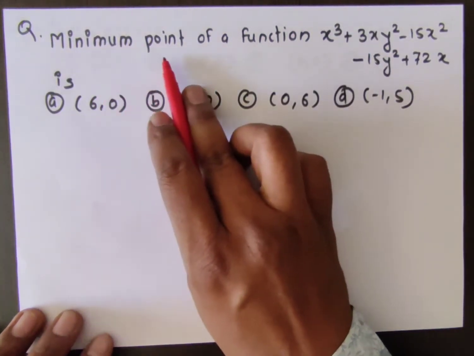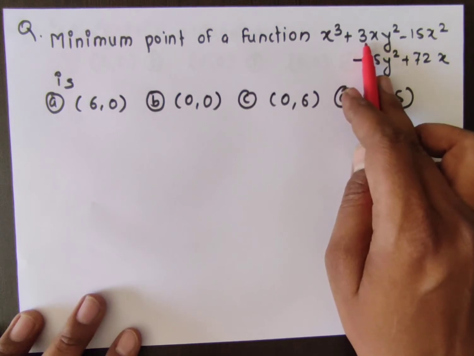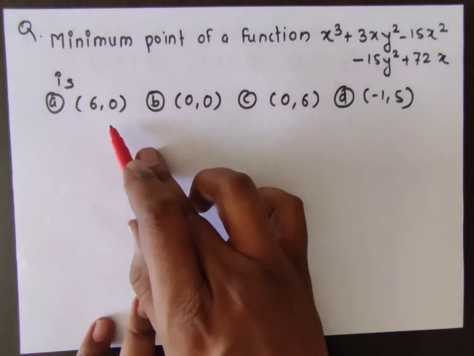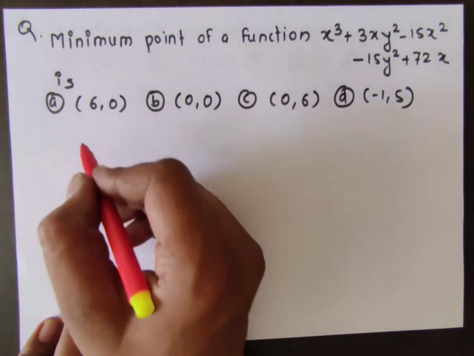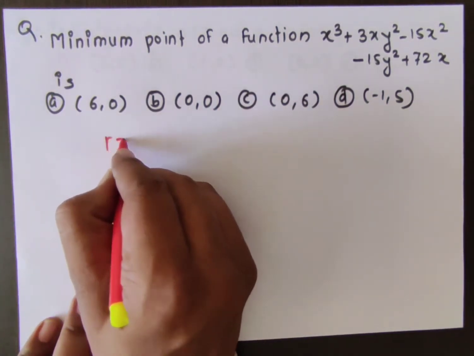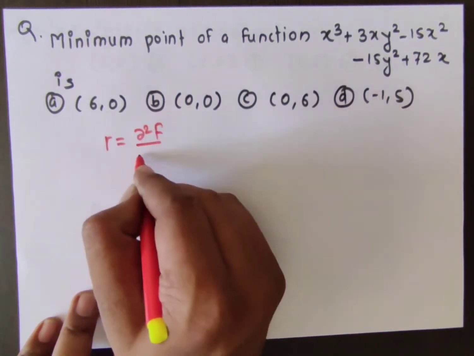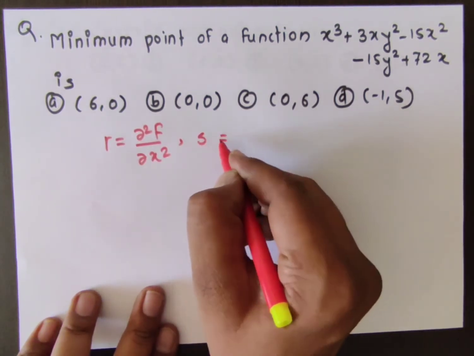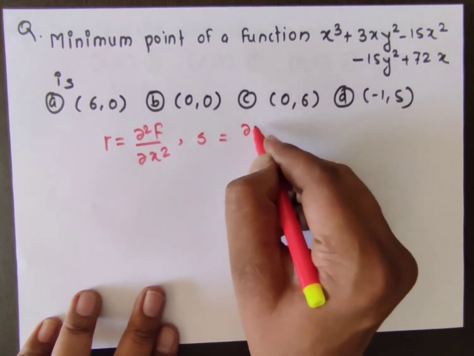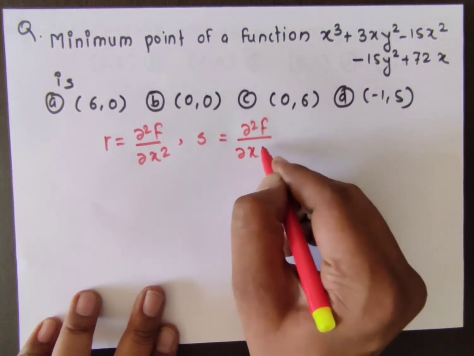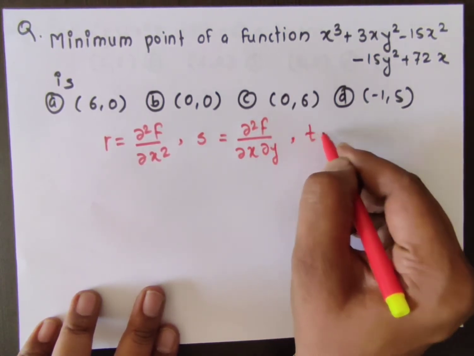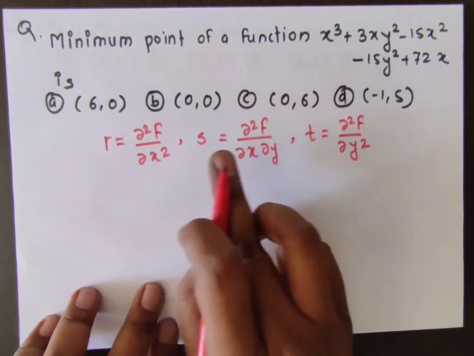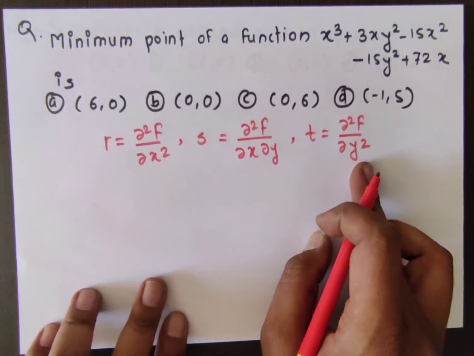What is the minimum point of the function x cube plus 3x y square minus 15x square minus 15y square plus 72x? These are the options. For that, again we require the value of r, which is ∂²f/∂x². Then we require s, which is ∂²f/∂x∂y, and t, which is ∂²f/∂y². First of all, we find all these three values for this particular function.